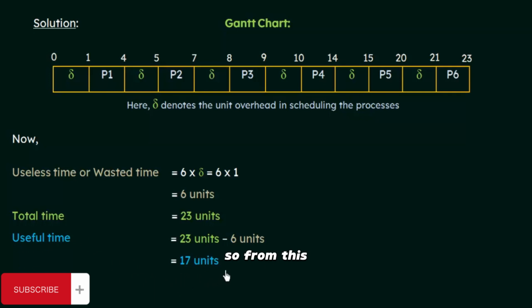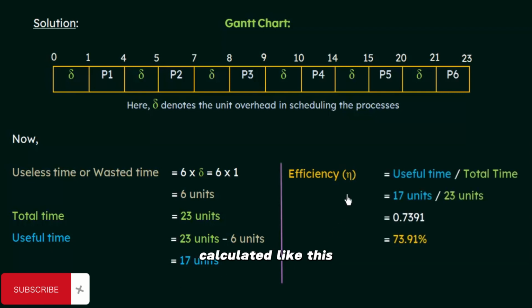All right. So from this, now let us calculate the efficiency. The efficiency will be calculated like this: useful time divided by the total time. The useful time that was spent divided by the total time that was taken. So what is the useful time? It is 17 units. And what is the total time that was taken? It is 23 units. So if we divide 17 by 23, we get 0.7391. And if we convert it to a percentage, it is 73.91%. So this is the efficiency of this algorithm for this particular set of processes, when they arrived at the given arrival times with the given burst times, and when there is an overhead of 1 unit of time in scheduling the processes, and when they follow the first come, first serve scheduling algorithm.